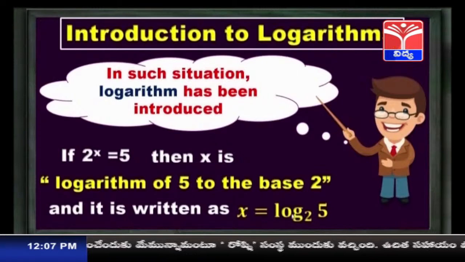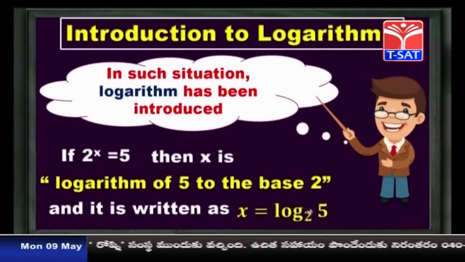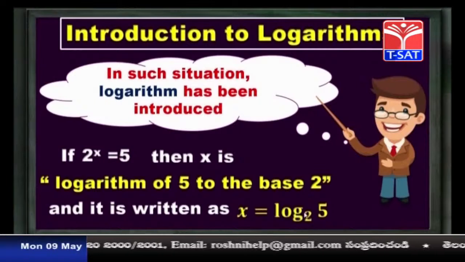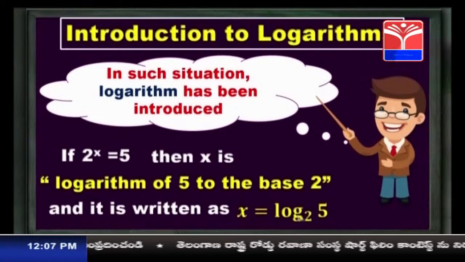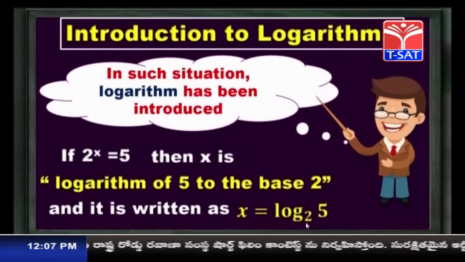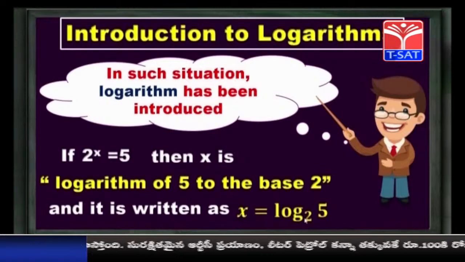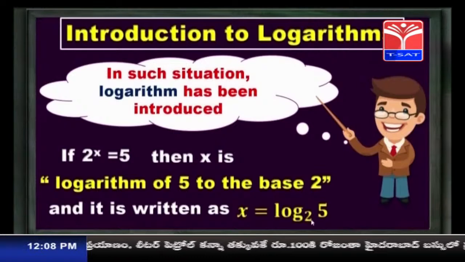So always remember children, we will read this as log 5 to the base 2. The base should be a subscript. So log 5 to the base 2. So always we should read it as x is equal to log 5 to the base 2.